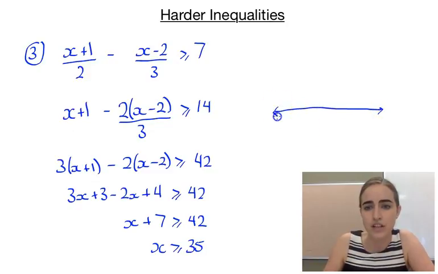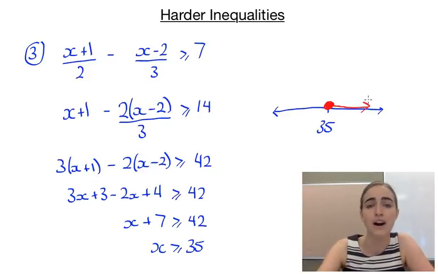Then if we sketch our solution, we've got 35 here, and x is greater than or equal to 35, so we'll colour that in, and then it's coming up this direction. Right, so those are a few examples of some harder inequalities.